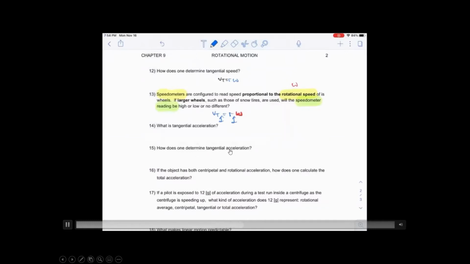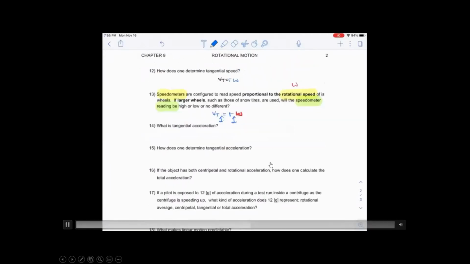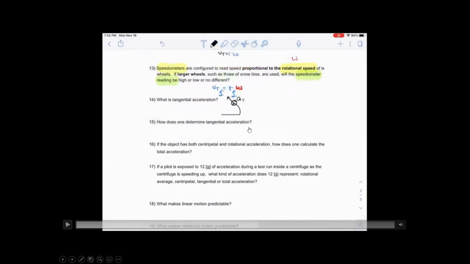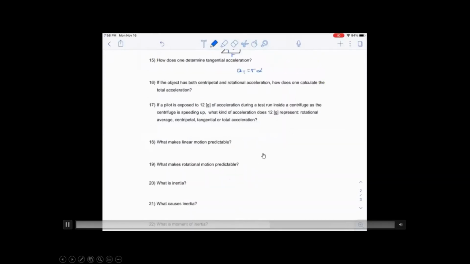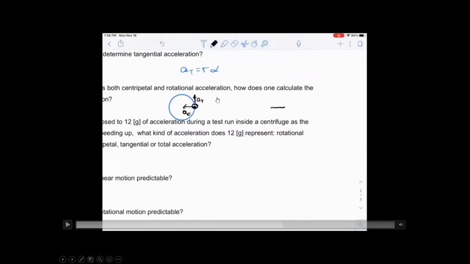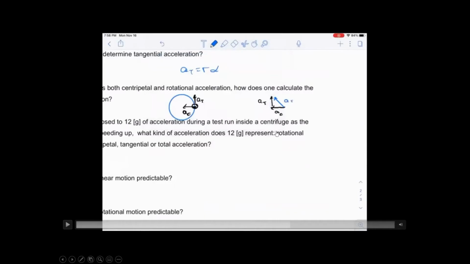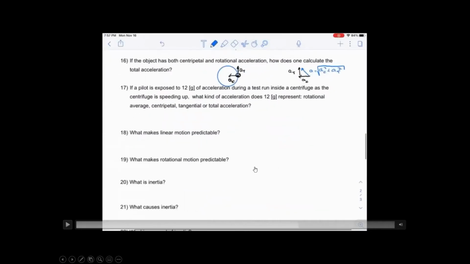Tangential acceleration is the acceleration in the direction of curvature. If you know the rotational acceleration, you can figure out the tangential acceleration at any radial distance by multiplying the rotational acceleration by r. If an object has both centripetal and rotational accelerations, you do a vector addition of these accelerations, you make a small triangle and find the hypotenuse of that triangle.